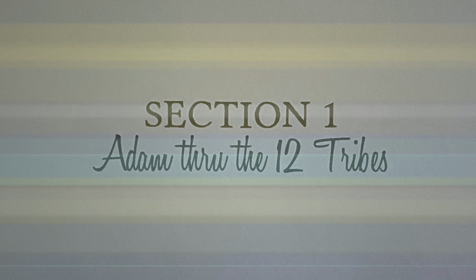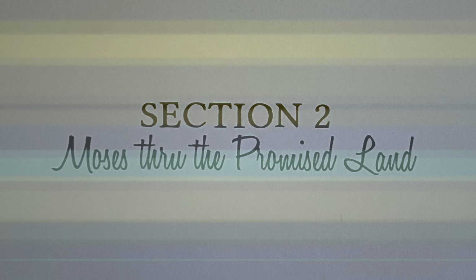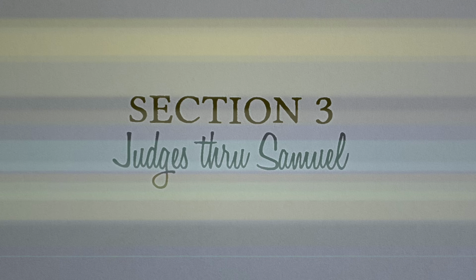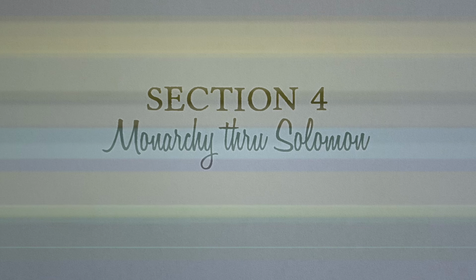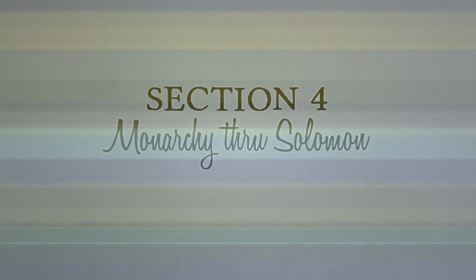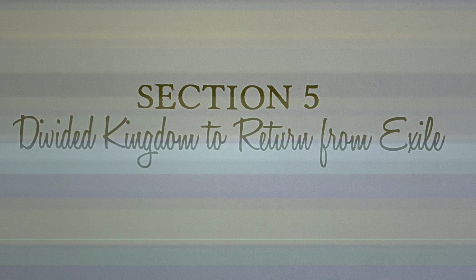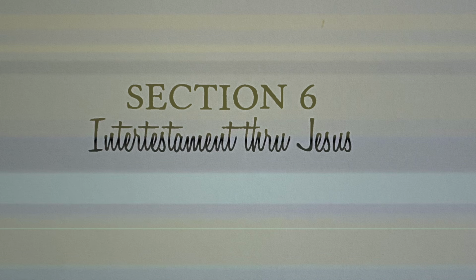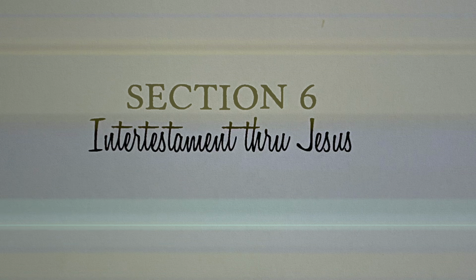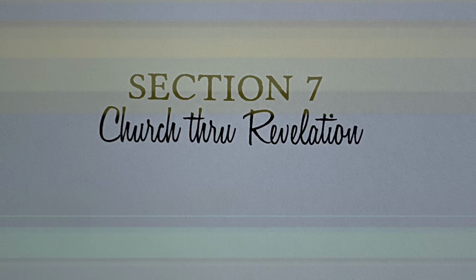The next 7 videos are going to be 7 different time periods through the Bible, in chronological order. The first will be from Adam to the 12 tribes. Then Moses through the Promised Land as the second. Judges through Samuel as the third. The monarchy through Solomon as the fourth. The divided kingdom through the return from exile as the fifth. The intertestamental time through Jesus' ministry as the sixth. And then the seventh is the New Testament church through Revelation.